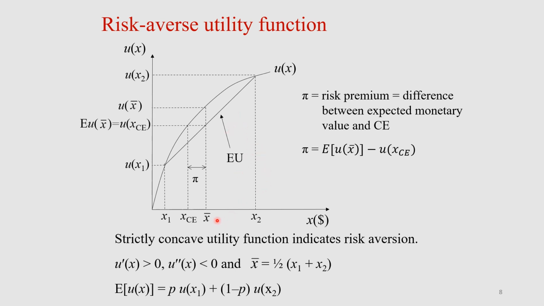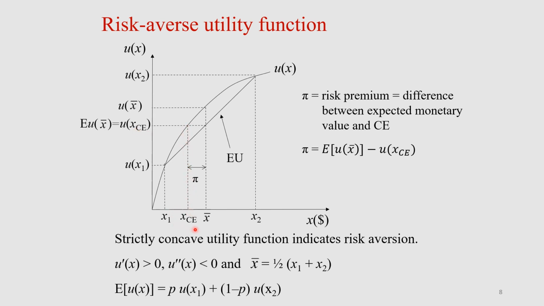Okay, but there's a difference if you take the midpoint between x1 and x2, so this average x bar. The utility of x bar is somewhat higher than the expected utility, where the certainty equivalent is the mean, x bar. So you see that here is the expected utility. If we take the average of x1 and x2, we get x bar. Where it hits this expected utility line, that gives us the expected utility of x bar, and that's the certainty equivalent.